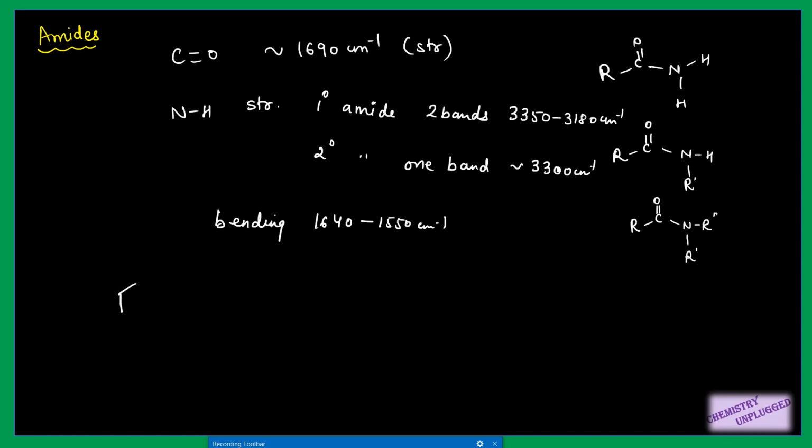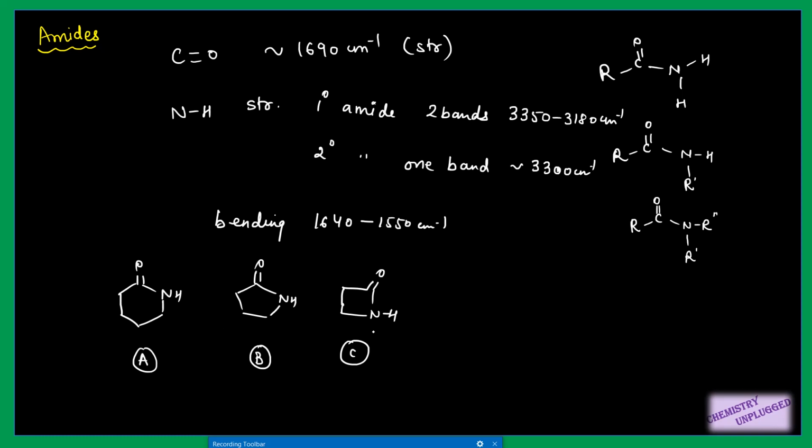Then all the factors we have discussed previously will also affect the CO vibrational frequency. Suppose we take here the ring size effect. We have here different types of lactams. As the size of the ring decreases, the vibrational frequency will increase. This will have a value close to 1690 centimeter inverse, and then the CO vibrational frequency will increase.